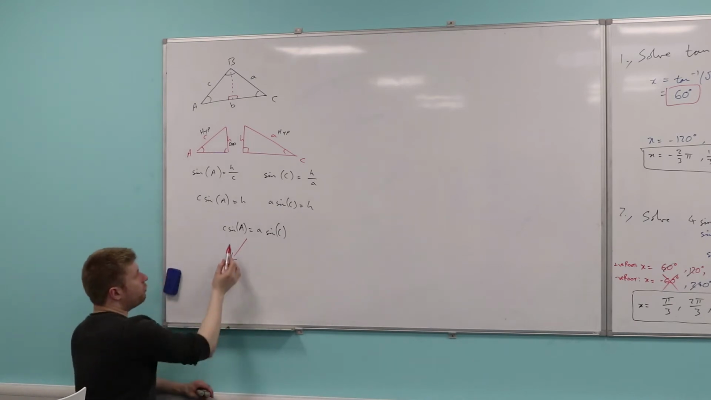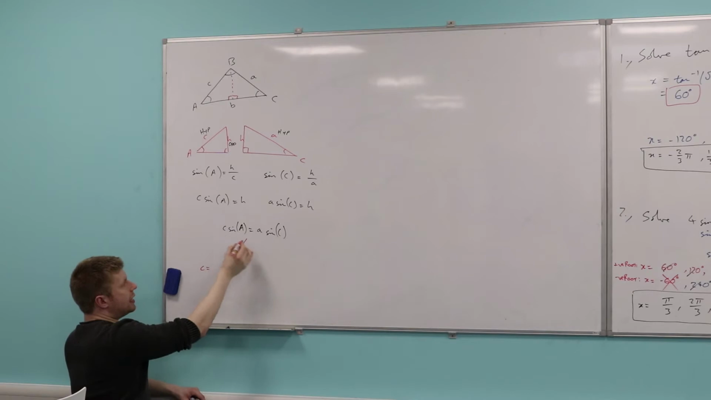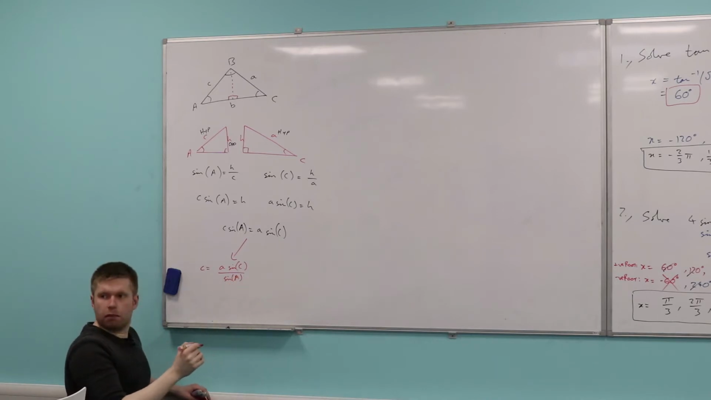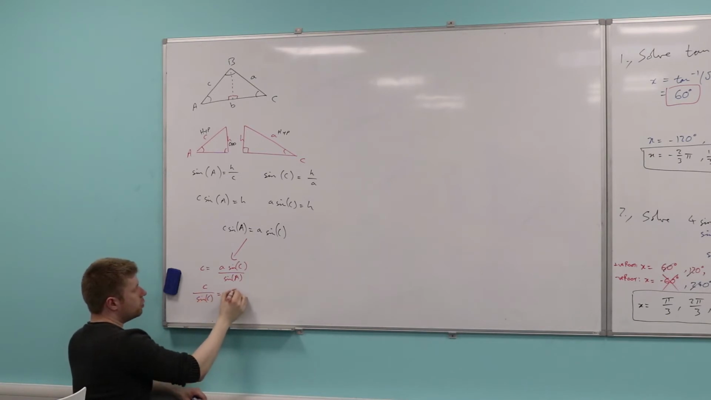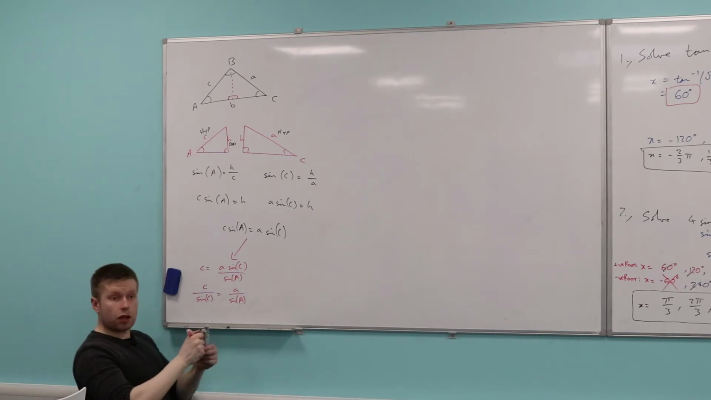So if I divide both sides by the sine of A, would you be happy I get C is equal to A sine C over sine of A? Happy with that? And then I could divide both sides by sine of C to get C over sine of C is equal to A over the sine of A. Happy with that? You just said sine A over A equals sine C over C. That's another way you could have arranged it.